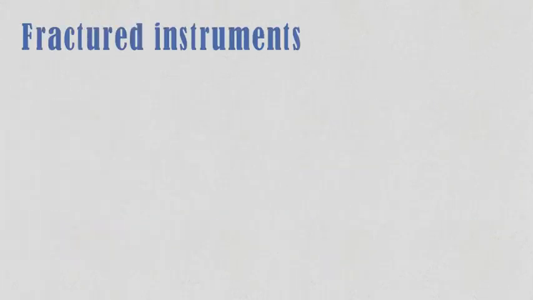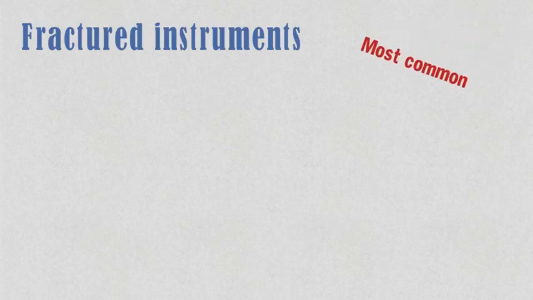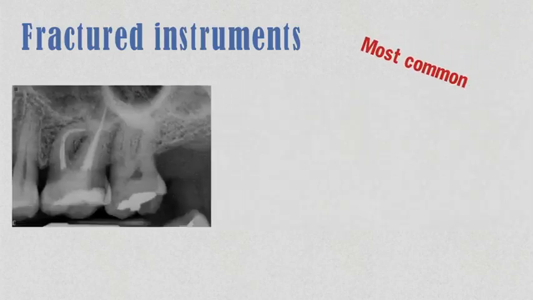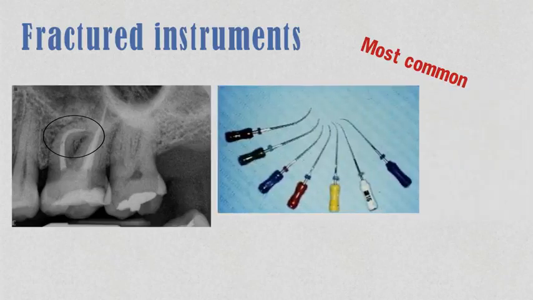Fractured instruments. This is probably the most common complication that occurs. This can happen when the canals are very curved, or when the rotary files have been used too many times without being changed, or with too much speed or torque.